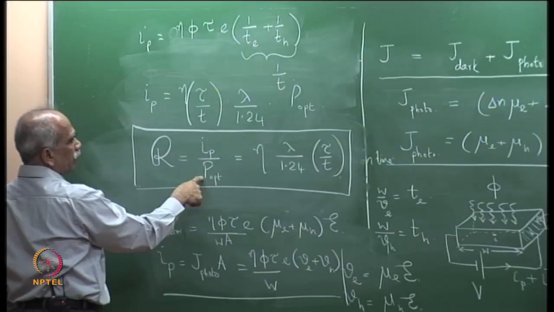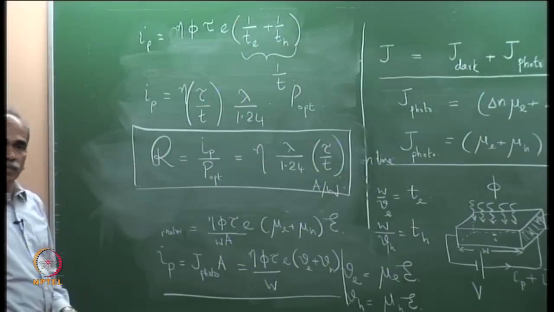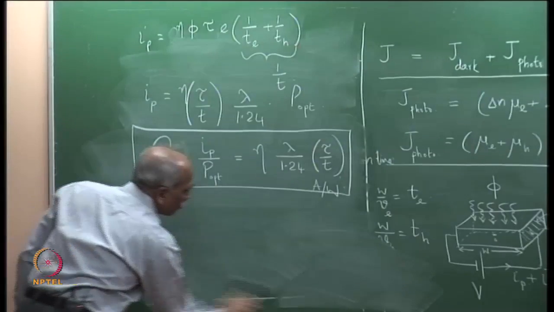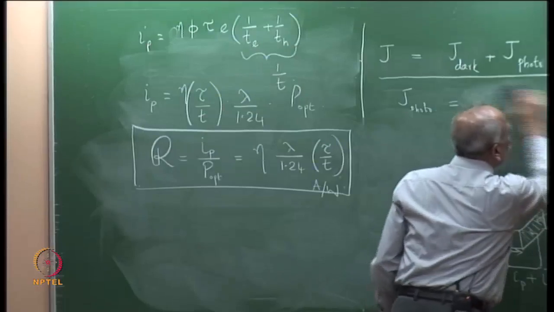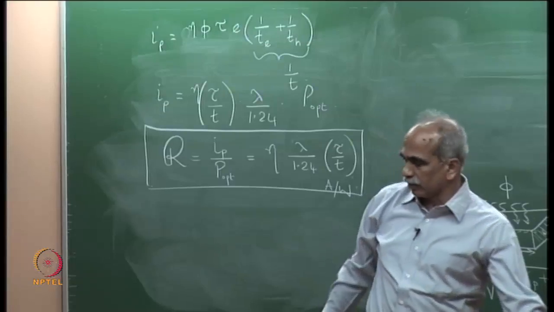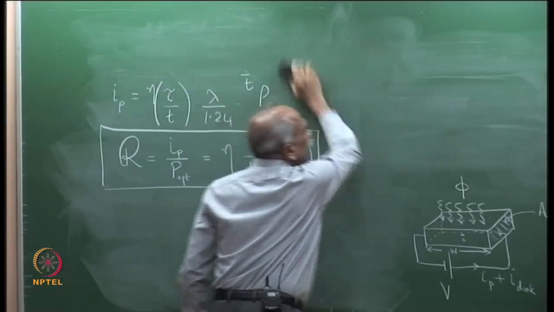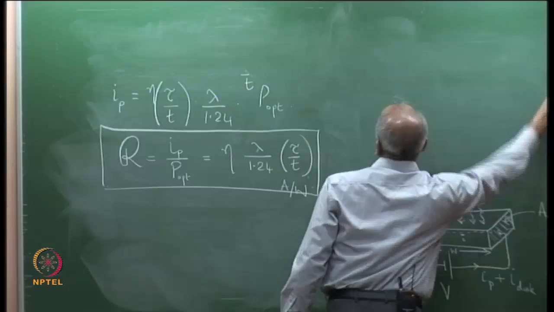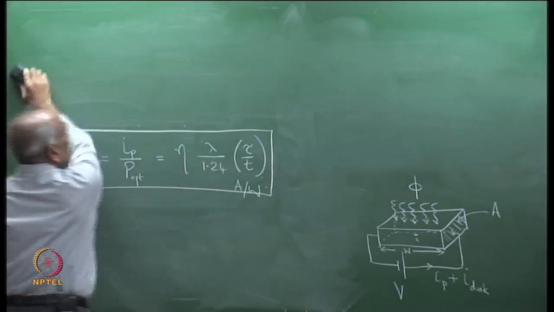Responsivity is I_P by P_opt, so the units are amperes per watt. So, from basic relations, basic concepts, we have derived a simple expression for the responsivity of a photoconductor. It is not a difficult derivation at all, it is a very simple one. Without jumping any steps, I have shown you that we get an expression for the responsivity of the photoconductor.